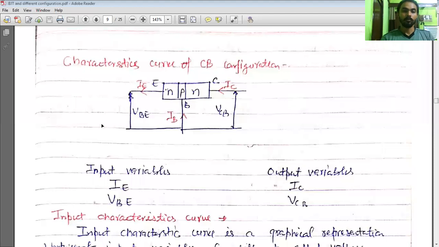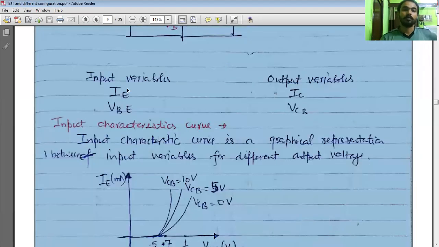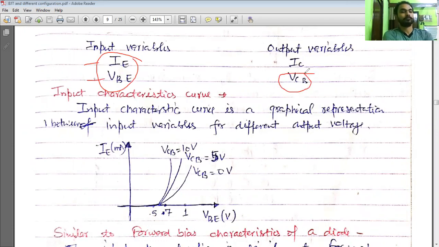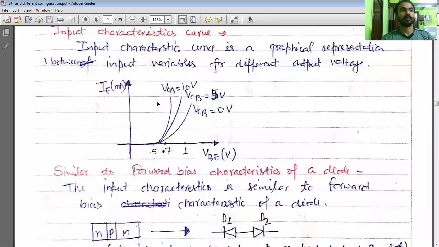Now we have to draw the input characteristic curve. What is the input characteristic curve? Very simple. It's a graphical representation of input variables with respect to the output voltage. So it's a curve between IE and VBE for different voltages of VCB. First, we have drawn this characteristic curve, and I'll tell you how it comes.